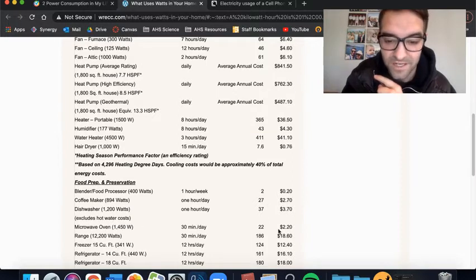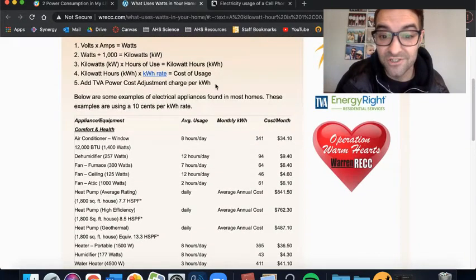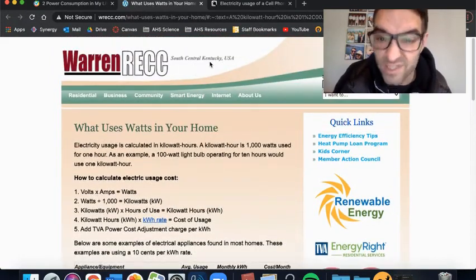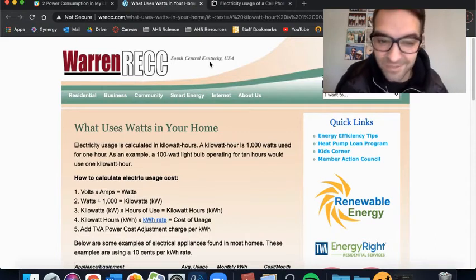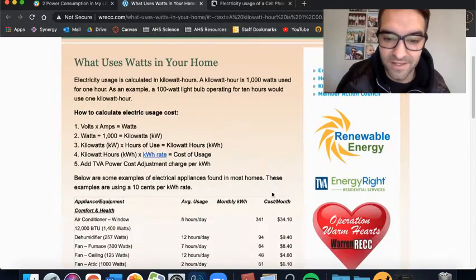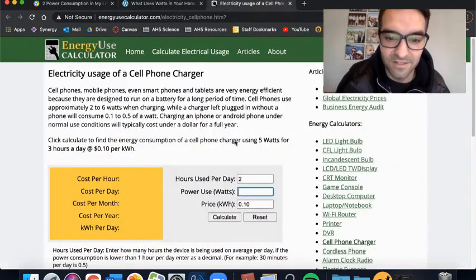Something I don't want you to do: I want you to look at these values, but these values are the energy cost or the power cost in central Kentucky. It's a little bit cheaper than here in Oregon. So we don't want to use their cost per month. I want you to use the calculator.